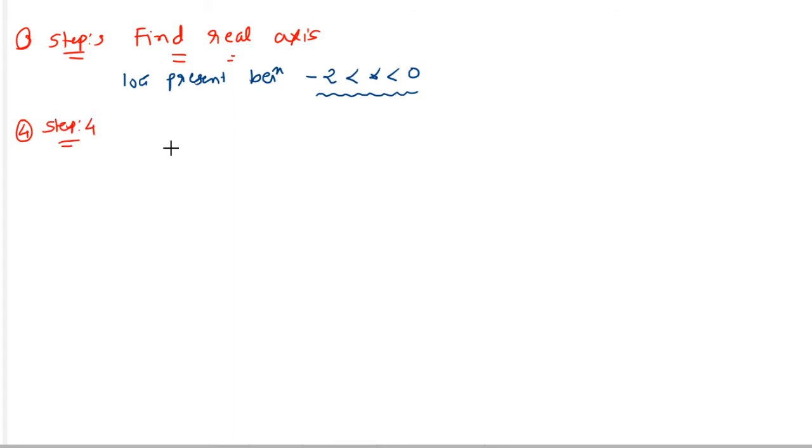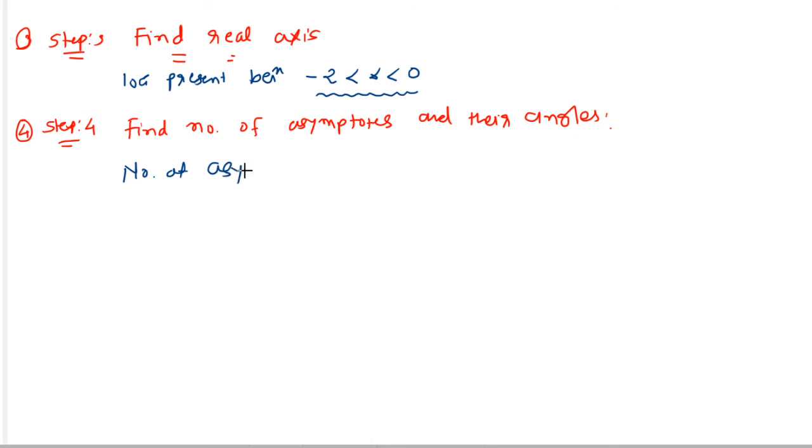Step number 4 is to find the number of asymptotes and their angles. Here, the number of asymptotes is given by p minus z. We know that the number of poles is 2 and the number of zeros is 0, so 2 minus 0 is 2. So our number of asymptotes is 2.